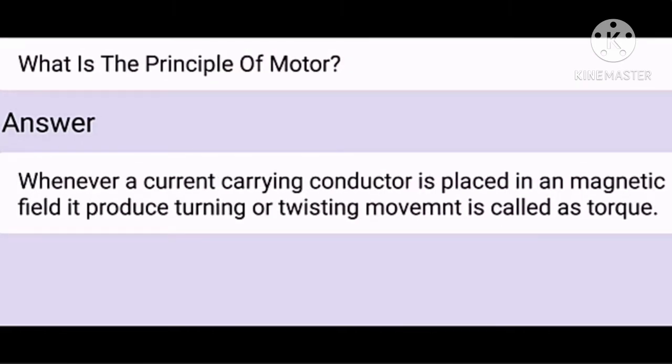What is the principle of a motor? Whenever a current carrying conductor is placed in a magnetic field, it produces a turning or twisting movement, which is called torque.